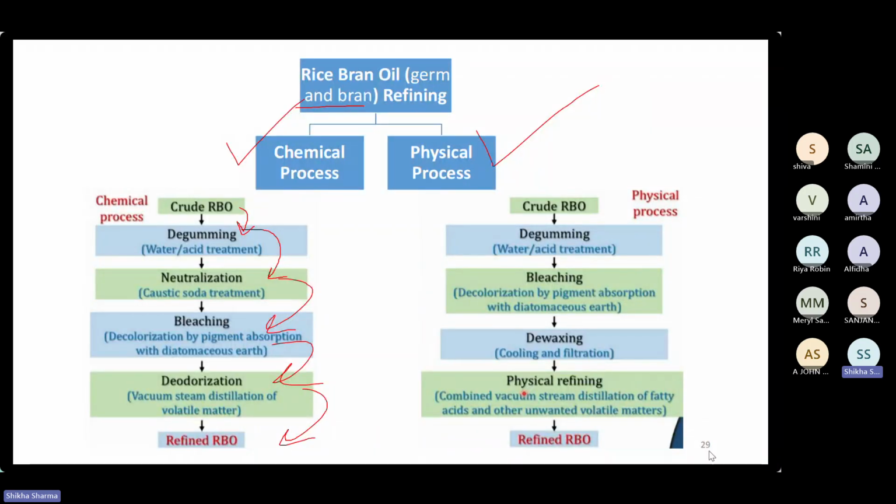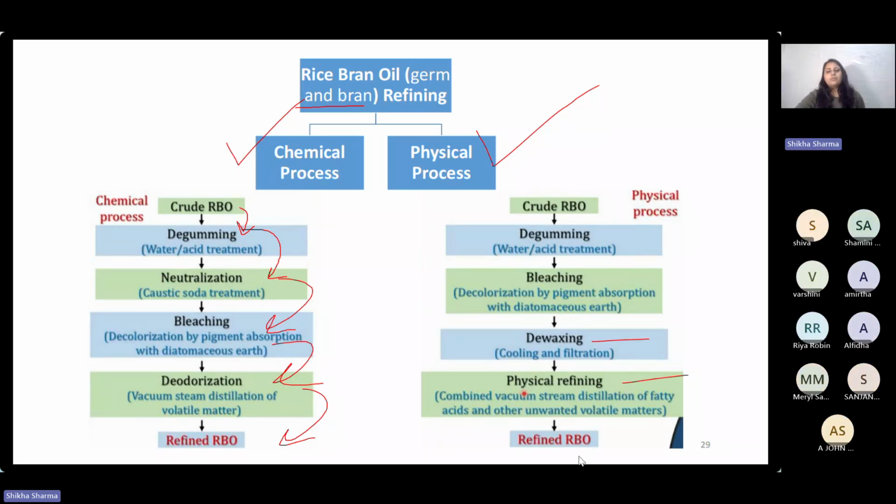And when we are discussing the physical process, it includes first the degumming process, after that the bleaching process, and then dewaxing, and finally the physical refining, and we get refined rice bran oil.